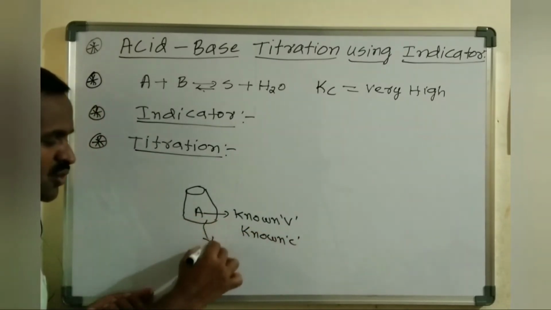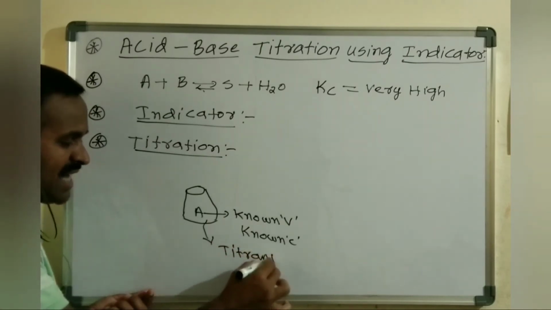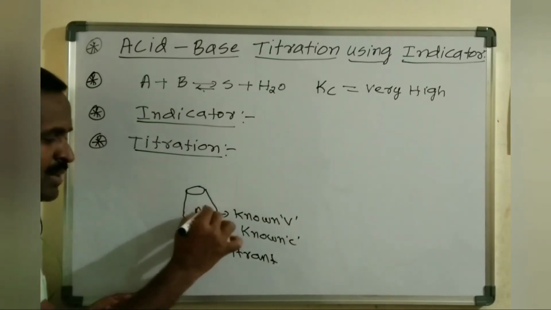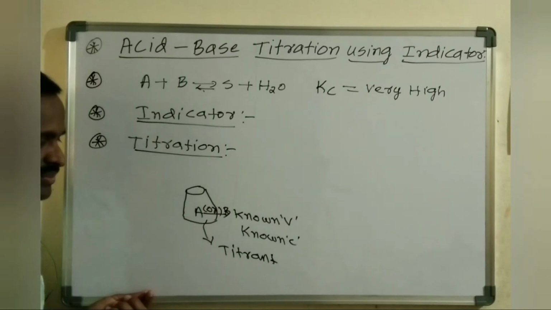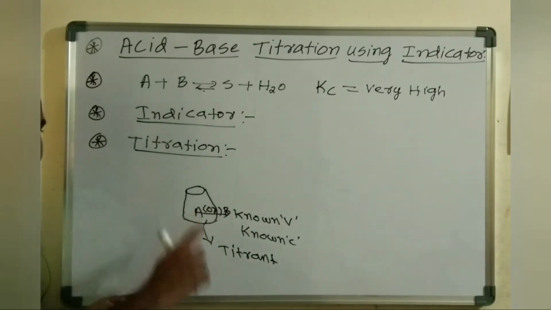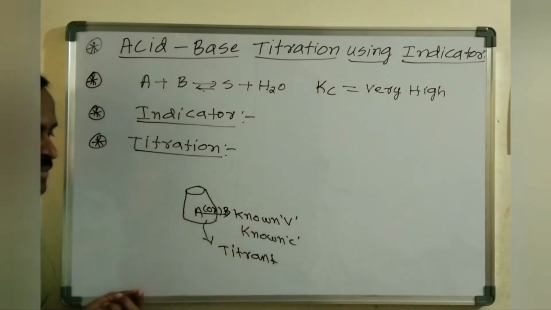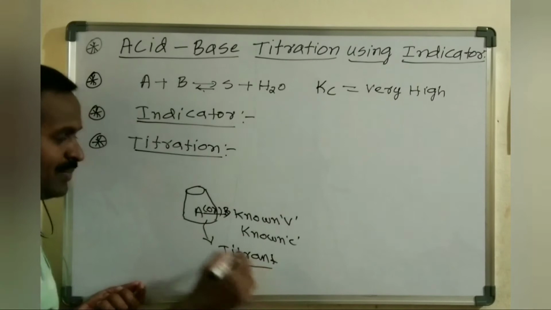It is also known as a titrant. The known volume of acid or base which is taken in a conical flask, or titrating flask as we can also call it, having the known volume and known concentration, is also known as a titrant.